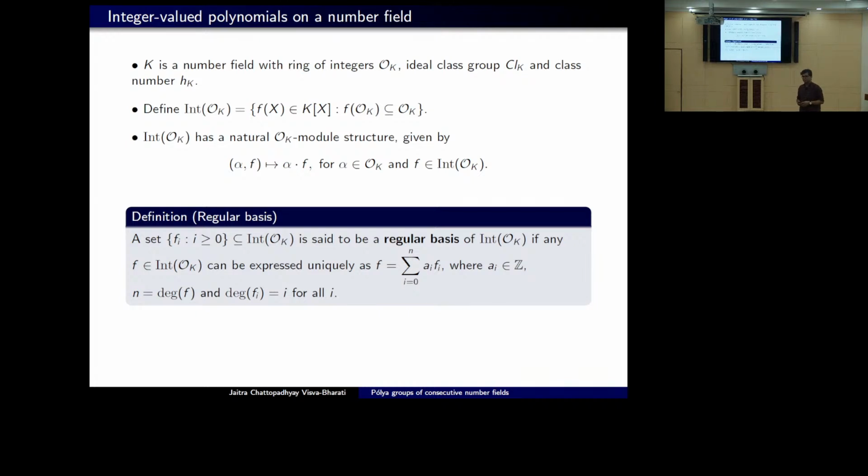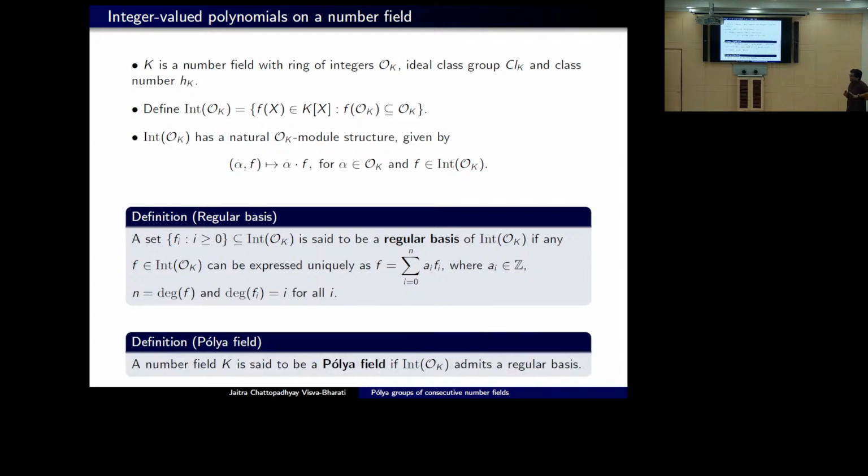So we are allowing these a_i to come from the integers. Yes, we are allowed to vary these integers a_i, so we can play around with that. So now this definition is essentially coming from this theorem of Polya and Ostrowski as a motivation. And we call a number field a Polya field if this module Int(O_K) has a regular basis.